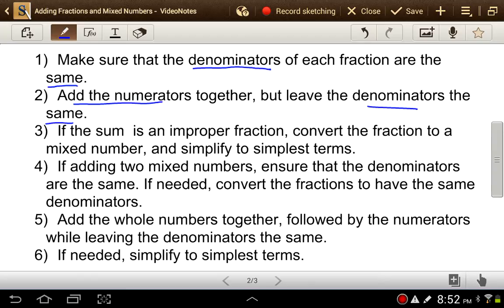Alright, now step 4 gets into mixed numbers. Again, denominators have to be the same, and when you're working with mixed numbers, you have two options. You can convert them to improper fractions, add them, and then convert them back. Or you could add the whole amounts and then add the fractions as two separate parts, and then regroup as needed and simplify. So again, key is denominators must be the same. Alright, let's do some examples.